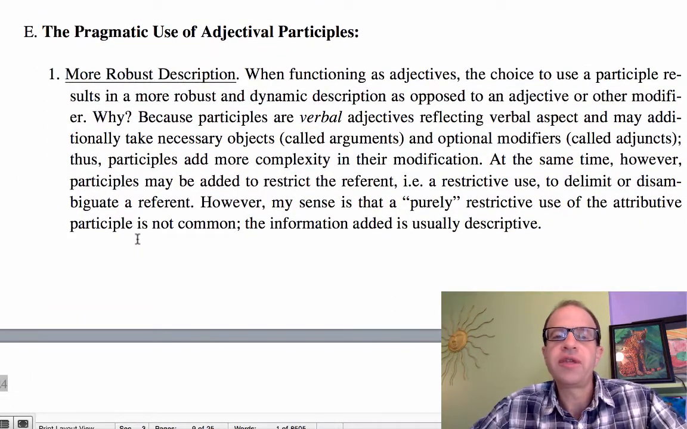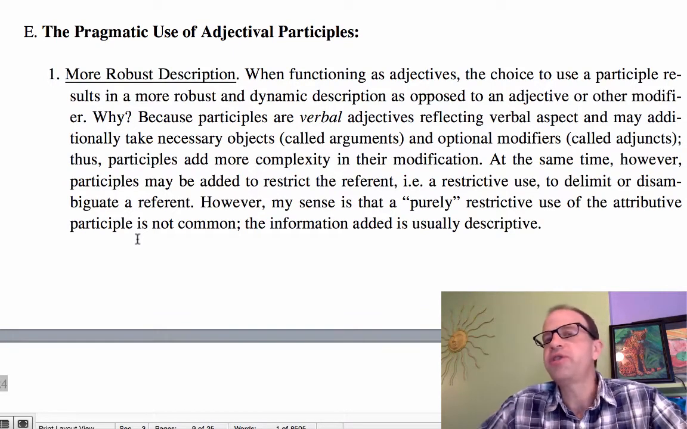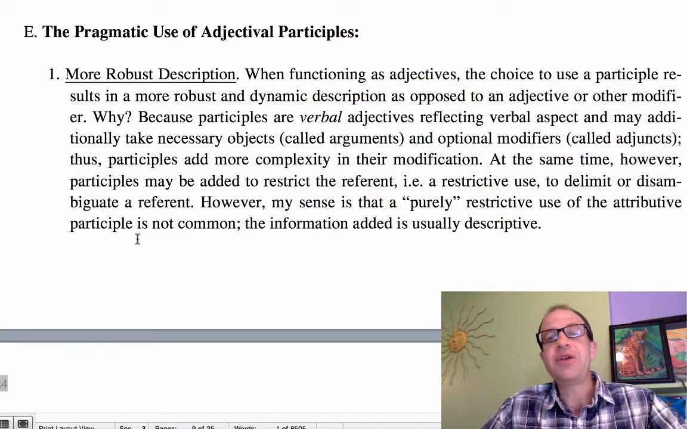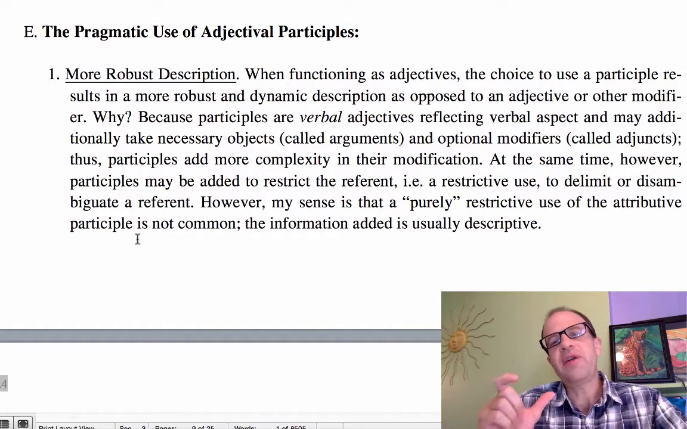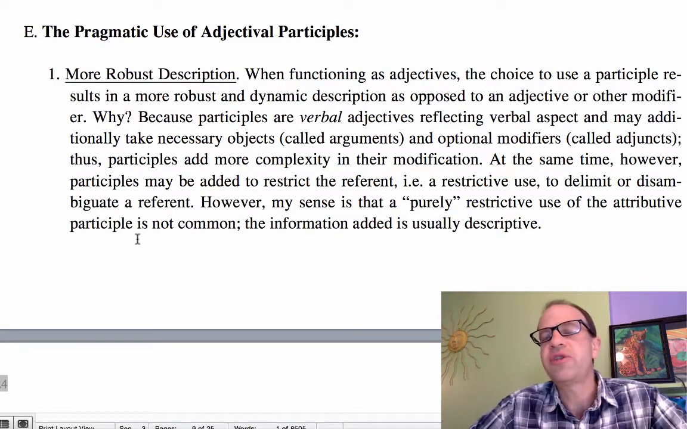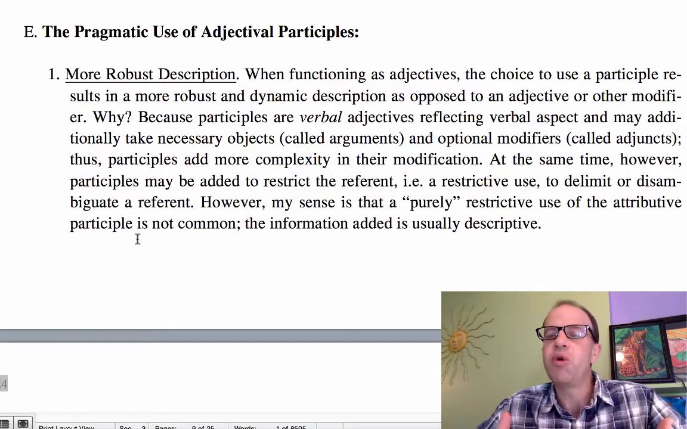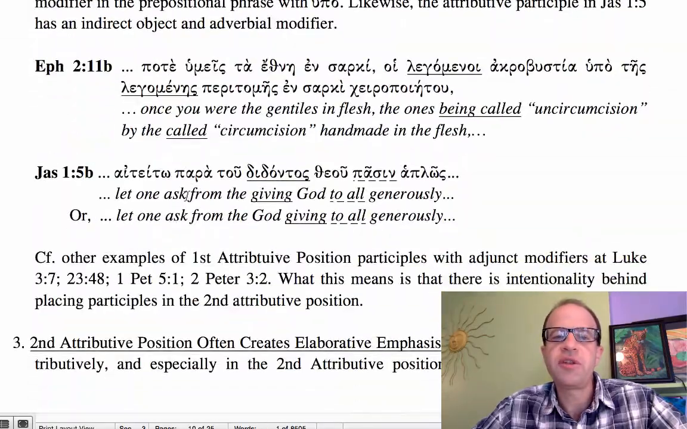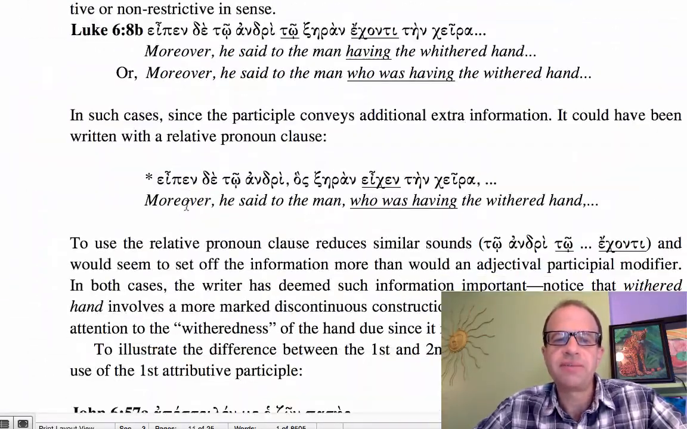Now the adjective participle is a more robust description. By using a participle rather than an adjective, you're ascribing a verbal attribute. And so that verbal attribute entails action and may have other modifiers. So the use of adjectival participles is usually very strategic and provides a more robust, vivid description. I have a bit of a discussion of different attributive positions and their significance.